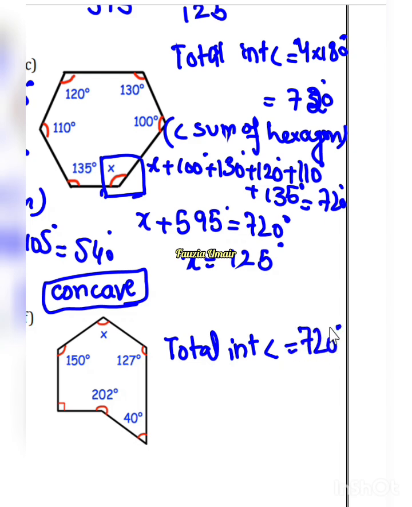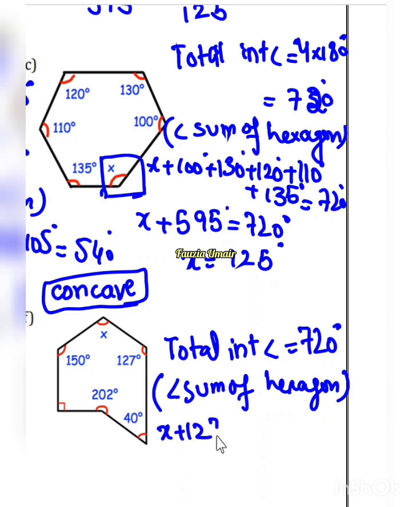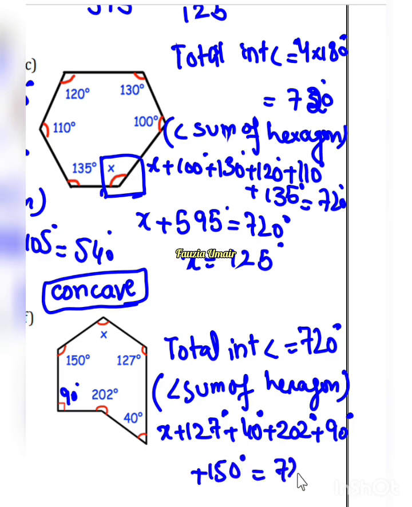So I'm not going to calculate it again. It means that I will use the property of the angle sum of a hexagon. I will add all the 6 angles and those add up to 720 degrees. So I will say x plus 127 plus 40 plus 202 plus, this is not written but we all know it's 90 degrees, plus 90 degrees plus 150 degrees is equal to 720 degrees.